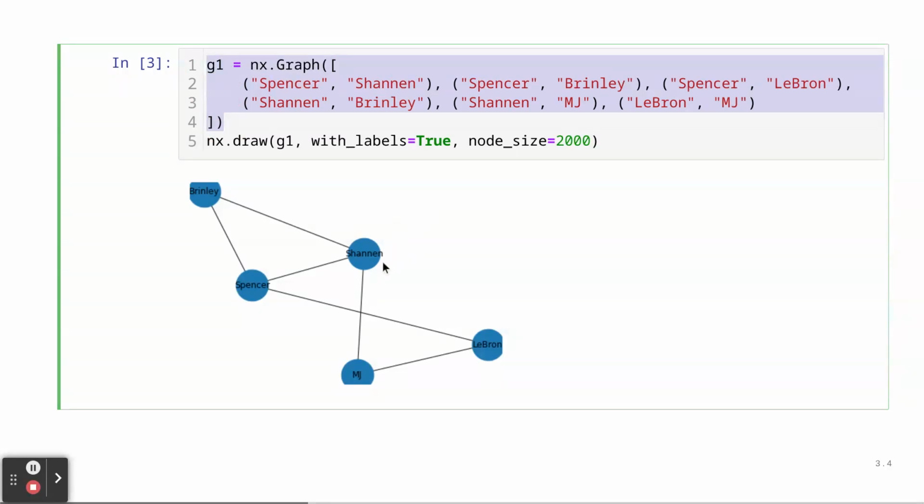so we can get a sense of what's going on. So we see here my daughter, she's only connected to me and my wife. I am connected to my wife, daughter, and LeBron. My wife is connected to me, my daughter, and Michael Jordan. And Michael Jordan and LeBron are also connected to one another.